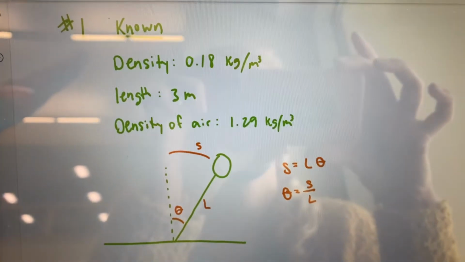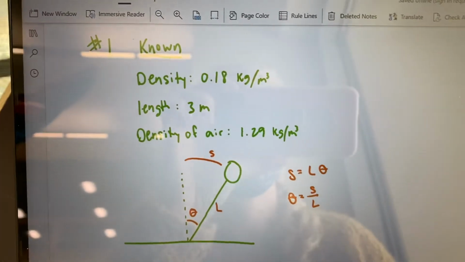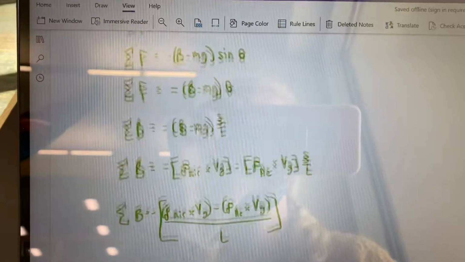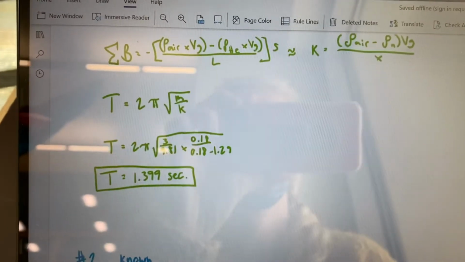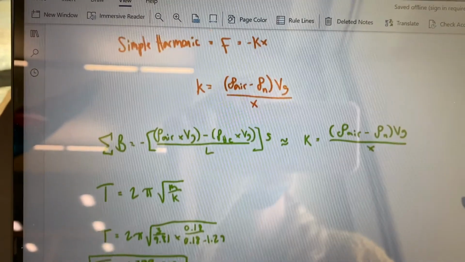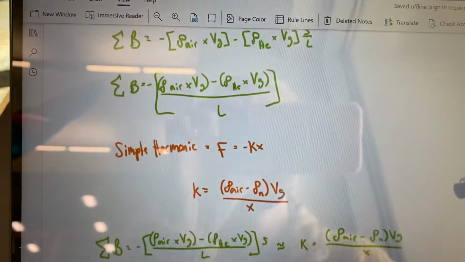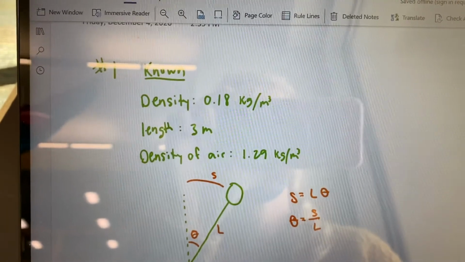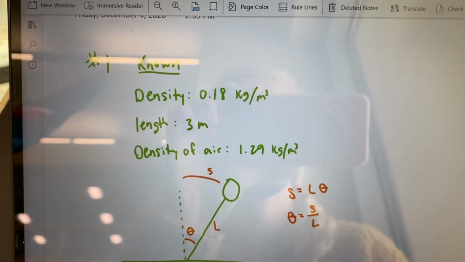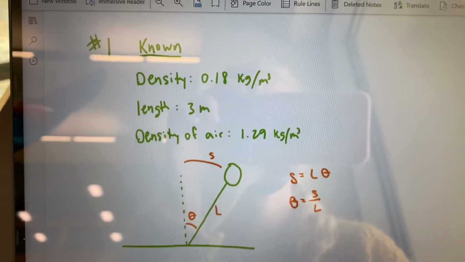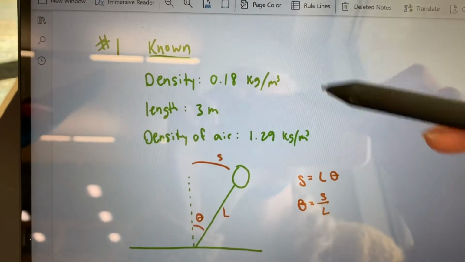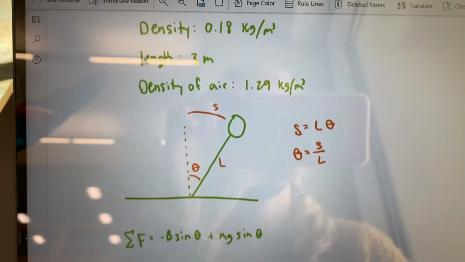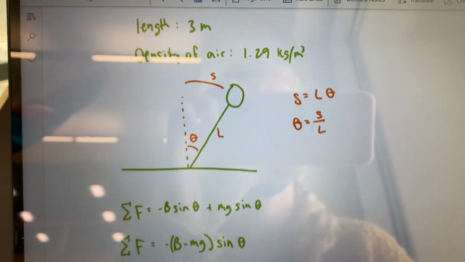Okay, so for this first question, if I remember right, we wanted to find the period of the balloon and demonstrate simple harmonic motion. First we have our knowns: the density of the length and the density of the air. I think this was the density of the helium. Anyhow, we have our arc, our theta, and our length.